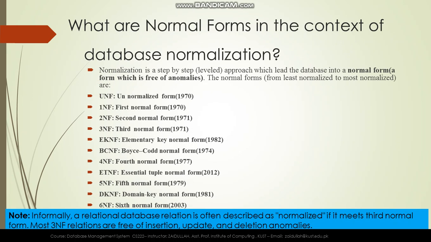Following are the normal forms up to now in the database normalization process. A normal form is basically a state of the database which is free of some anomalies. We start with unnormalized normal form, moving through first, second, and third normal form, and then ending up at sixth normal form. Informally, we say that a database is termed normalized if it meets the normal form. So if a database is in third normal form, it's free of insertion, deletion, and updation anomaly.